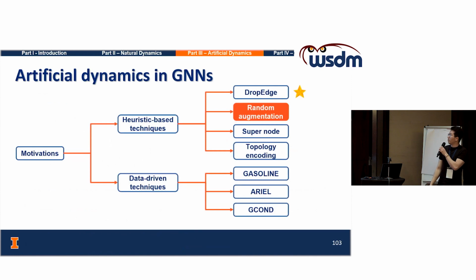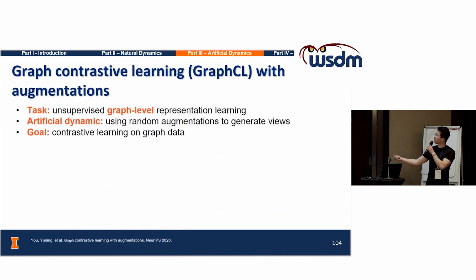Okay, the second artificial dynamics I want to introduce is named random augmentation. It's a family of augmentation techniques, and I want to use this paper as a starting point for this technique. The paper name is Graph Contrastive Learning with Augmentations. The task they are working on is unsupervised graph-level representation learning. The artificial dynamics involved is a family of random augmentations, which we will introduce very soon.